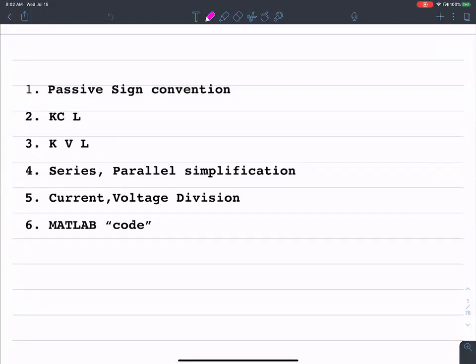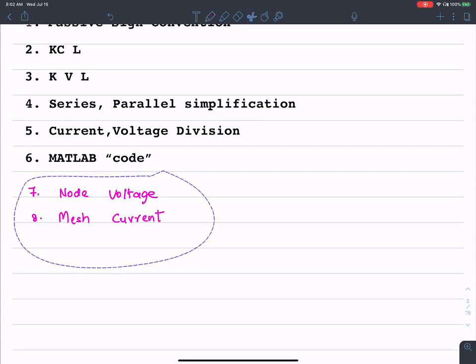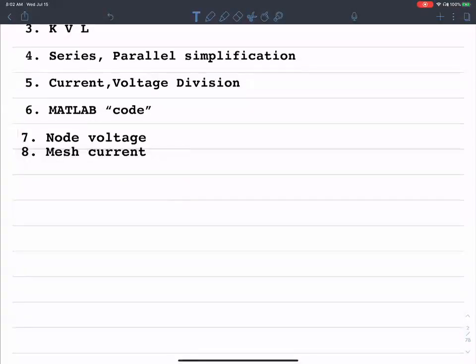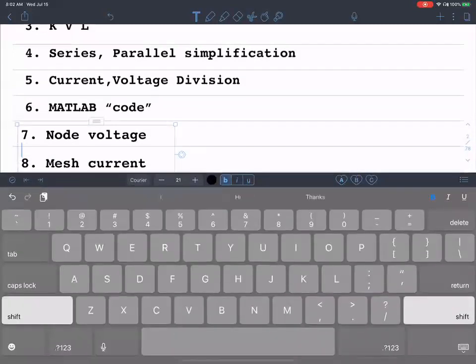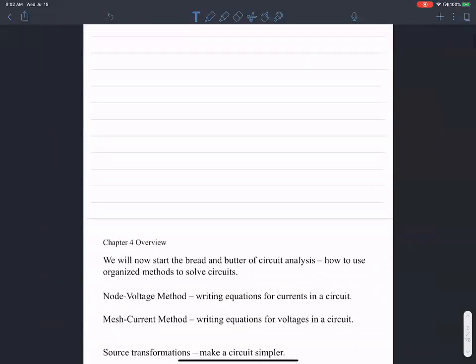Beginning today, we're going to explore more concepts. Okay, specifically, I'm going to add to this list by looking at the node voltage method. And then in the next class, we'll talk about the mesh current method. Okay, node voltage and mesh current method. These are techniques that I'll add this week in this chapter. And after that, we look at more techniques, source transformations, so on and so forth.